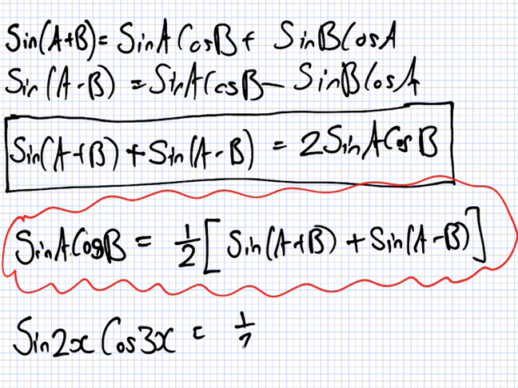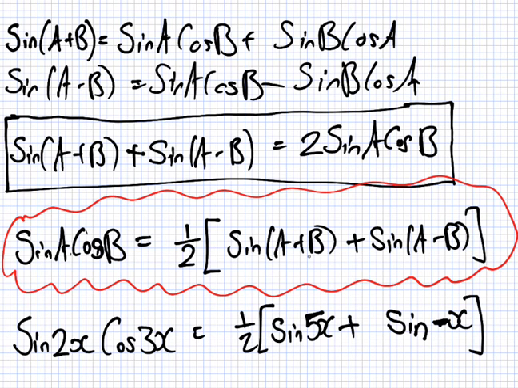So a very simple example would be something like sine 2x cos 3x. That would be a half sine 5x plus sine, what goes here? 2x minus 3x, which is minus x. See, this one here is A plus B, and this one here is A minus B, and this is the A, and this is the B. I'm using this formula.